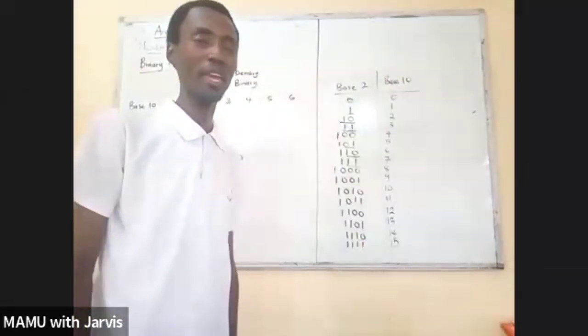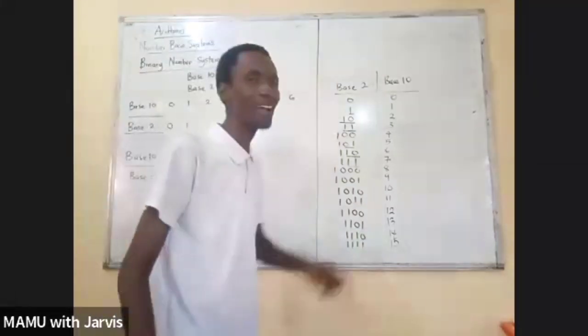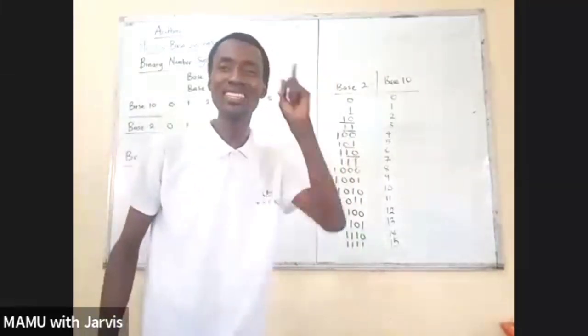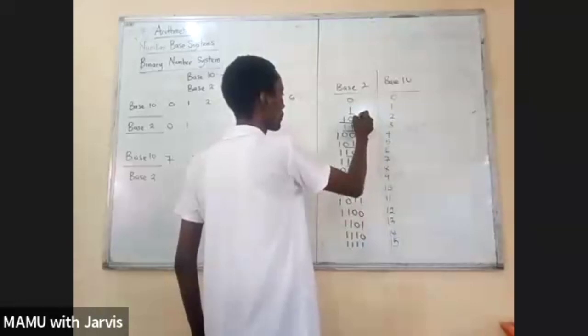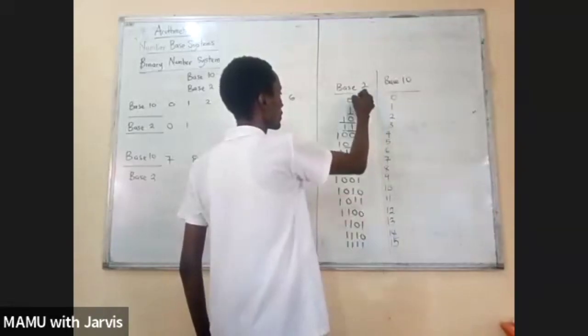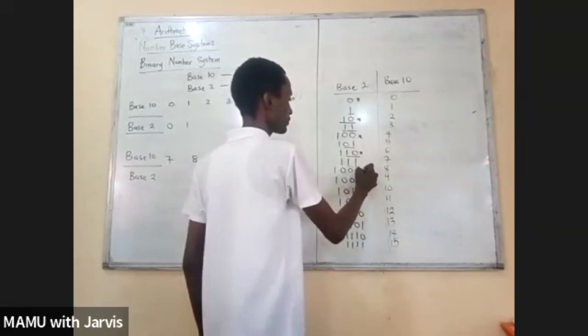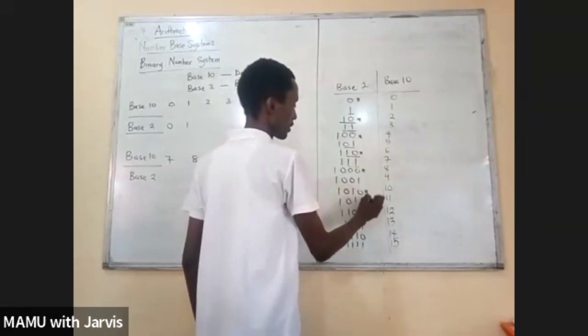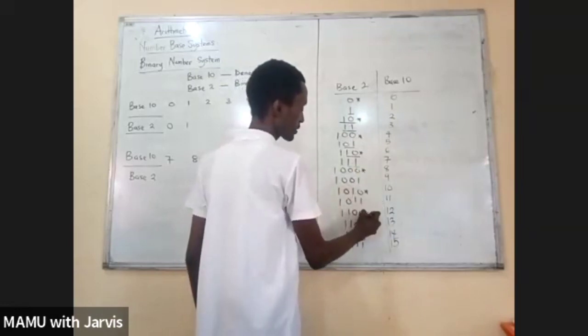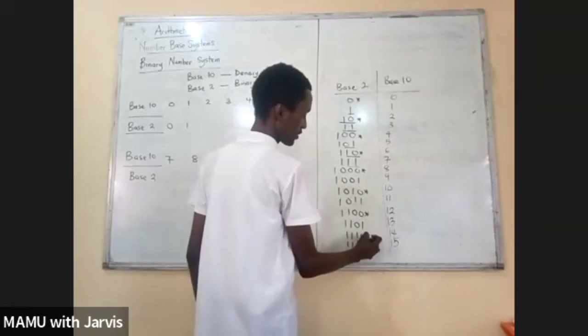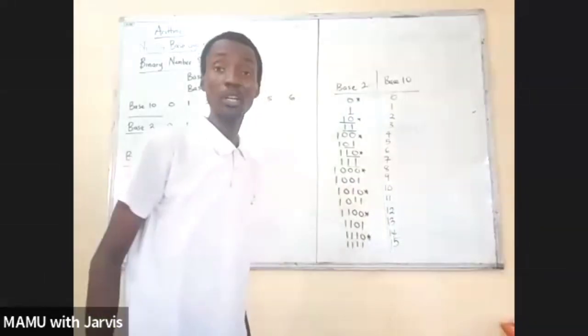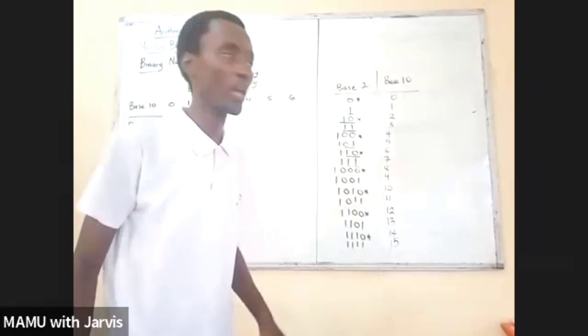So notice something you should learn here. What's the most important information you should keep here? Anytime the number is even, it will end with a 0. Look at this. All even numbers will end with 0. Check. All even numbers will end with what? 0. But if the number is odd, it will end with a what?